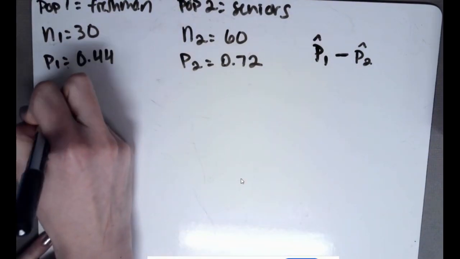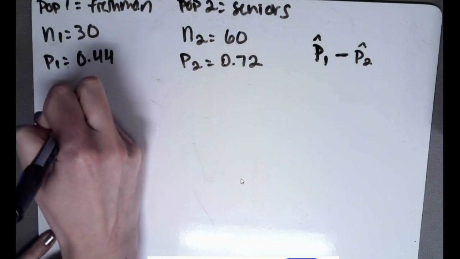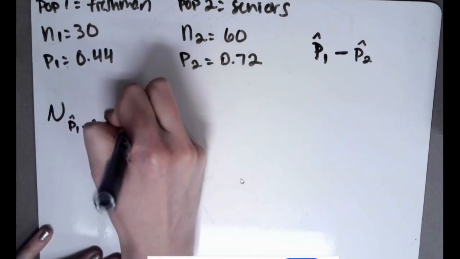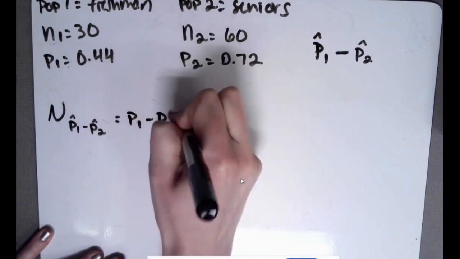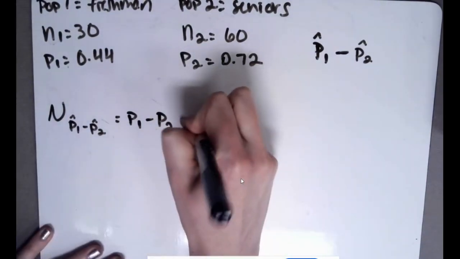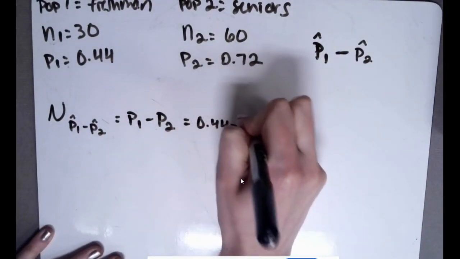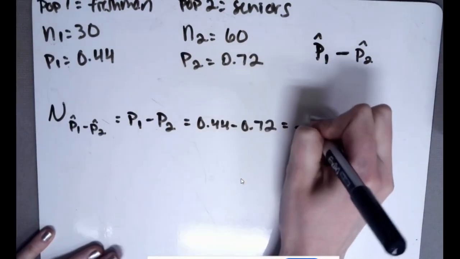So I need to calculate the mean of that random variable. And based on the formula, this is just p1 minus p2. So in this case, it will be 0.44 minus 0.72, which is negative 0.28.